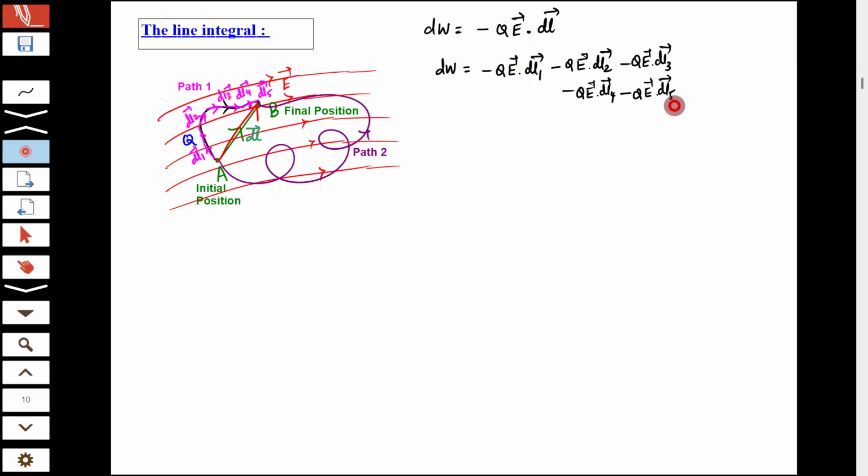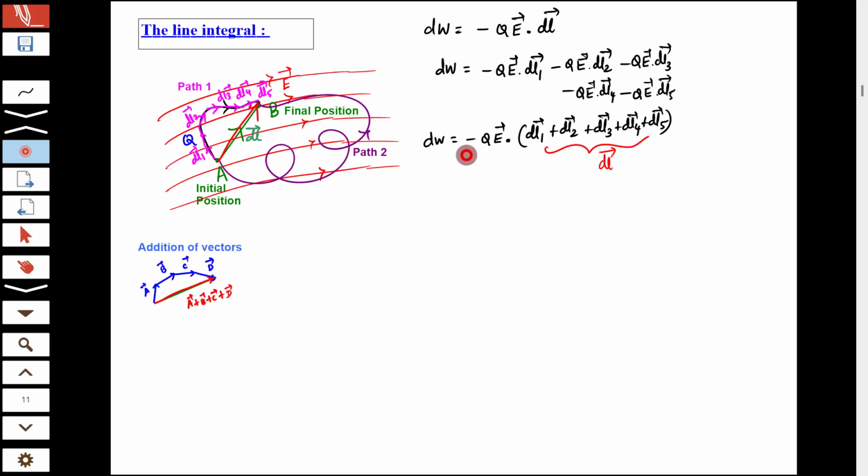Likewise, we can write the small amount of work done for all these 5 short line segments along the path 1. Now we know the charge q is the same and the region having the electric field intensity is the same. So we can take this qE as a common term from all these 5 terms in the summation. Thereby, we can write minus qE dot (dl1 plus dl2 plus dl3 plus dl4 plus dl5).